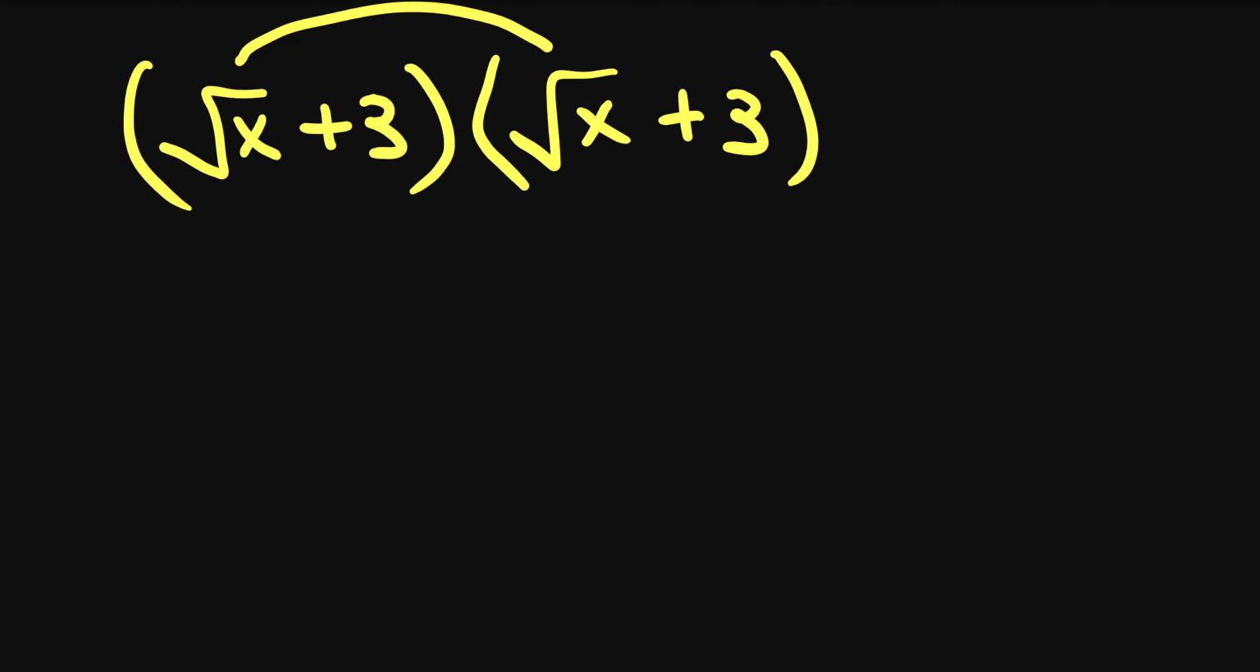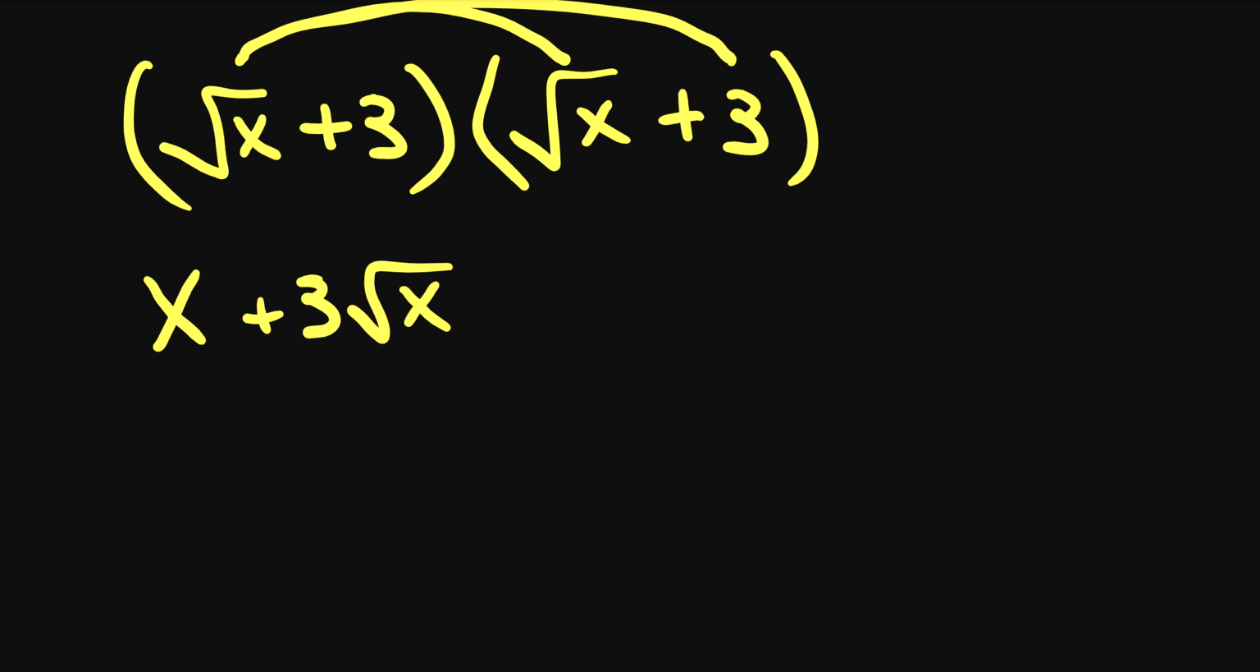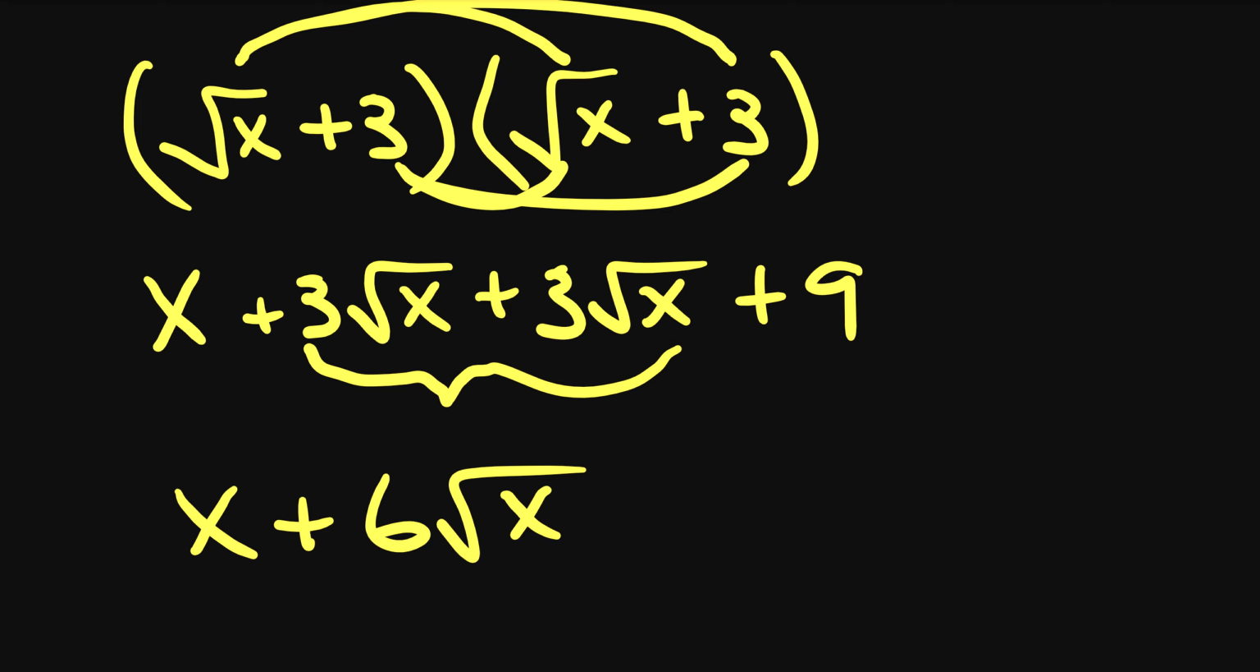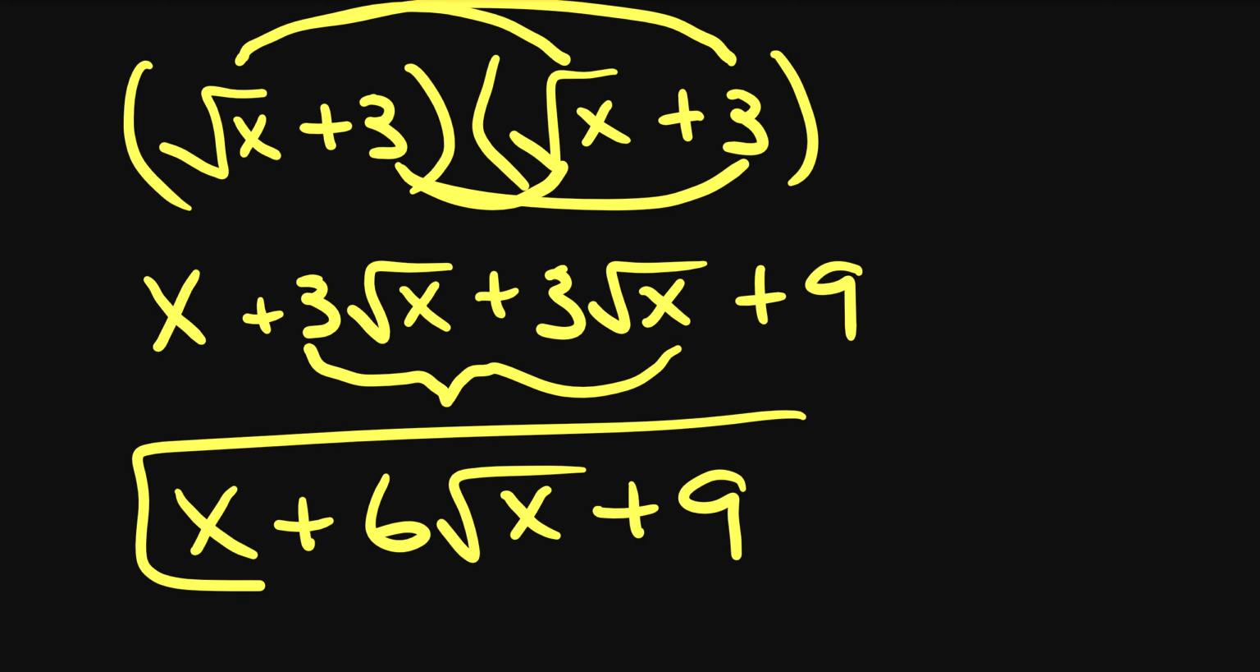All right, square root of x times square root of x is x. Square root of x times 3 is positive 3 root x. Inside is 3 times square root of x, which is another 3 square root of x. And then last is 3 times 3, which is 9. And there you can see it developing. These two are my like terms. So I'm going to have x plus 6 root x plus 9. What's next?